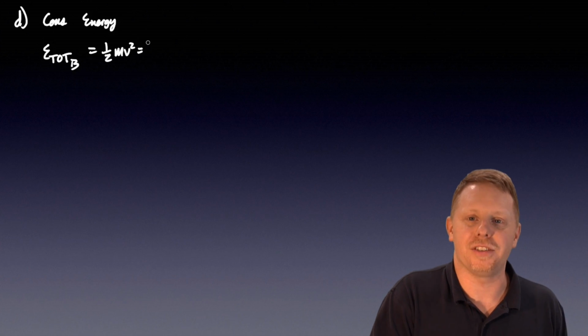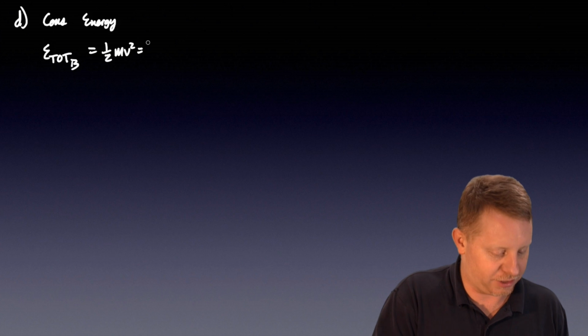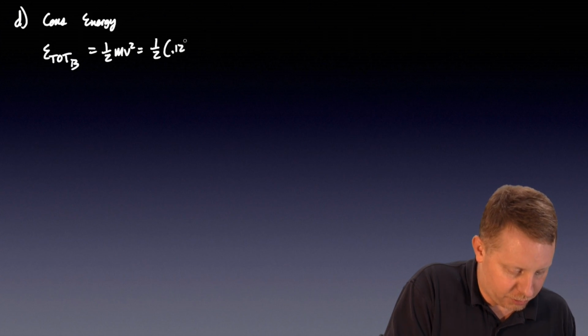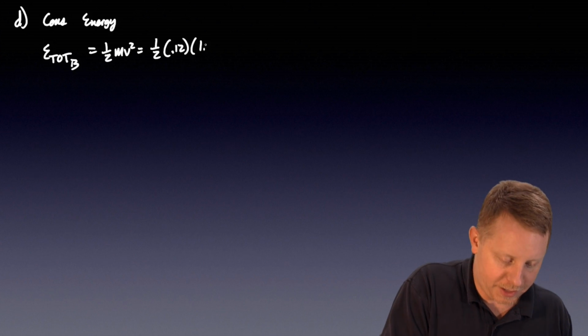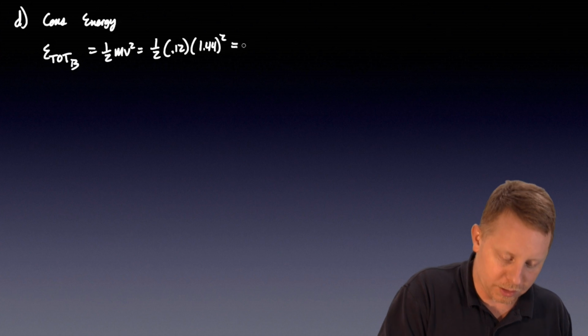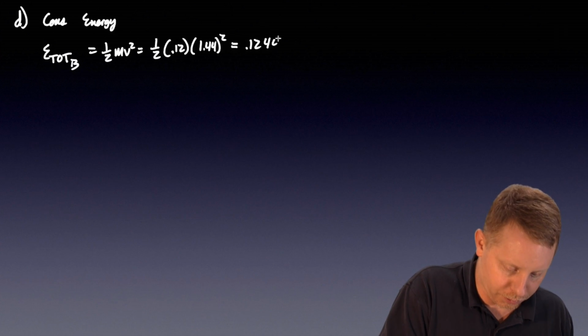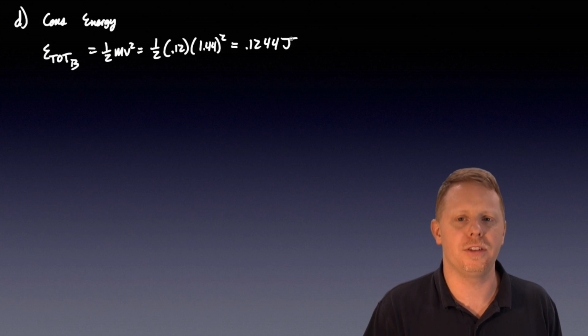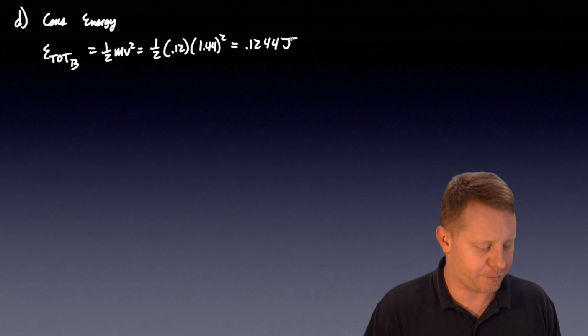We'll set that as our zero level of gravitational potential energy. So that's going to be 1/2 times our mass, 0.12 kilograms, and we just found the speed of 1.44 meters per second, squared, to give us a total of about 0.1244 joules. That's got to be equal to the total energy at the highest point.